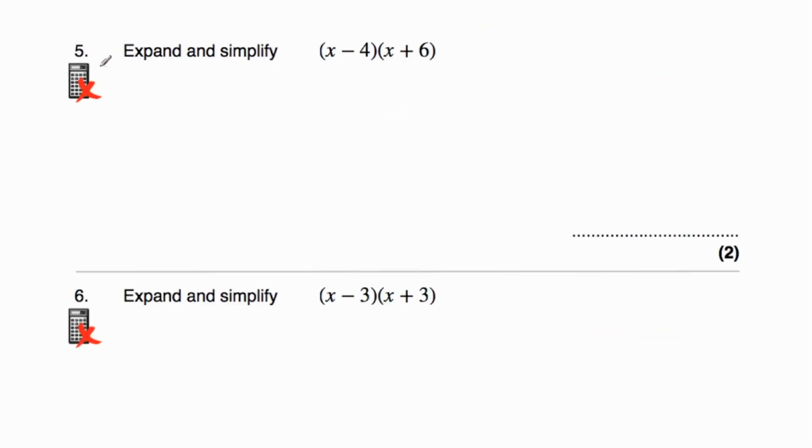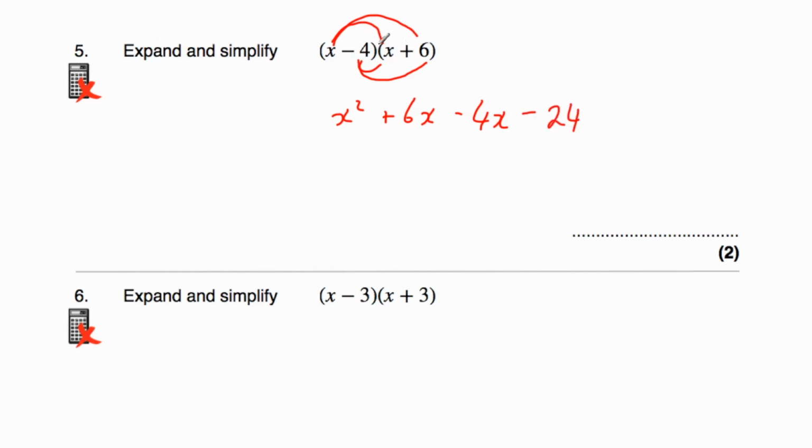So question number 5, we've been asked to expand and simplify x minus 4, x plus 6. So let's multiply our brackets together. So x times x is x squared. X times 6, so that'll be plus 6x. Minus 4 times x, that's going to be minus 4x. And minus 4 times 6, well, minus 4 times 6 would be minus 24, because a negative times a positive is a negative, and 4 times 6 is 24.